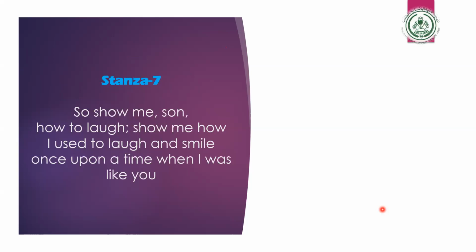And the second stanza, the second last stanza of Unit 7, dear students. So how, show me, son, how to laugh. Show me how I used to laugh and smile once upon a time when I was like you. Now here in this stanza, the father is asking his son, show me how to laugh, my son. Show me how I used to laugh and smile. Because kids, the children, always laugh with the core of their heart, with their soul, with their feelings.